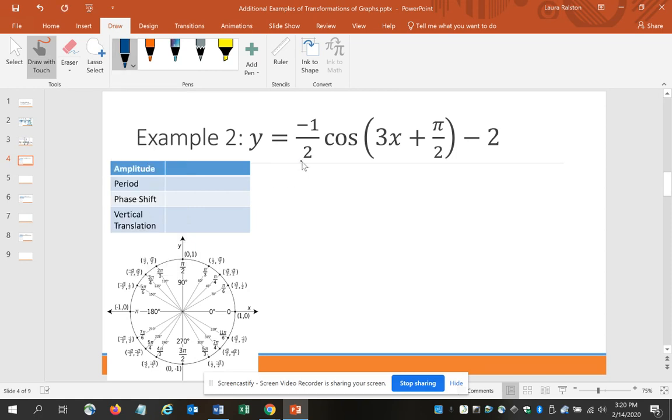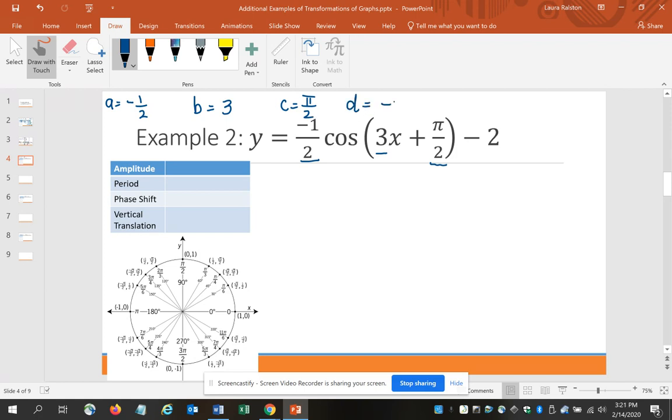So again, I'm going to begin by identifying A, B, and C. A here is -1/2. B is 3. C is pi halves.